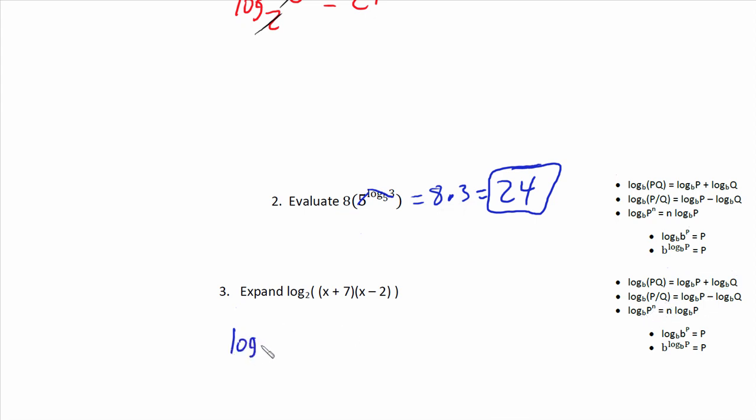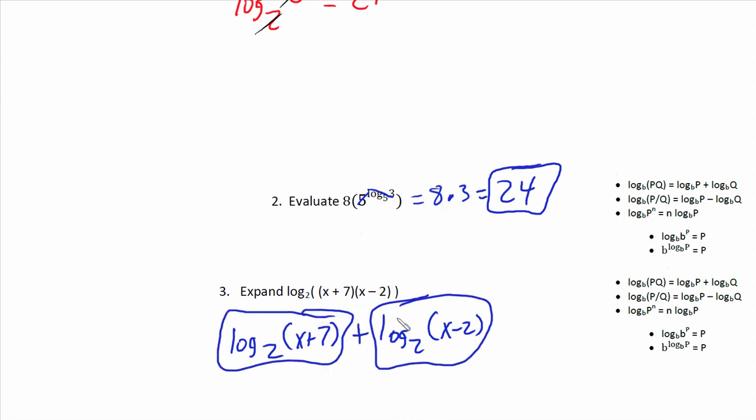So it would become log base 2 of x plus 7 plus log base 2 of x minus 2. So we just took the 2 parts that were multiplied, split them, and wrote them as 2 logarithms added together. So that's it for 3.